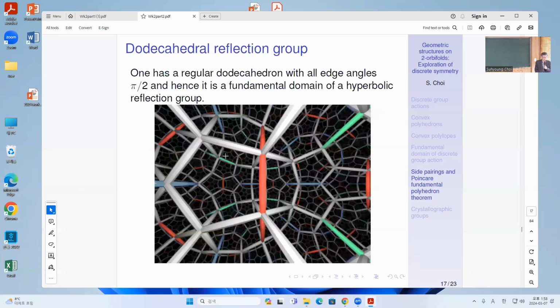So for example, if a regular dodecahedron has angles always pi divided by 2, then you get a fundamental reflection group. Actually, this is from some other graphics related to this, so it's not really a reflection group, but it has the same fundamental domain, and all these look the same, but it has a different gluing though.